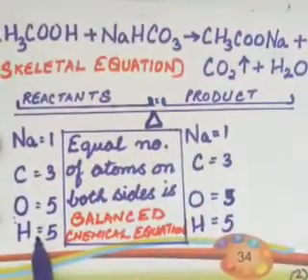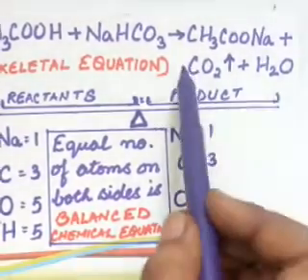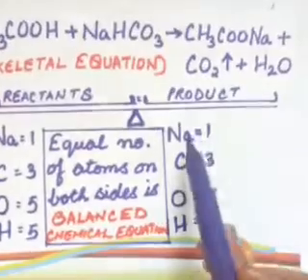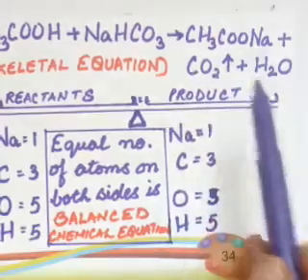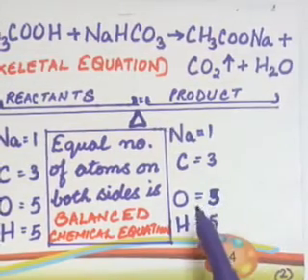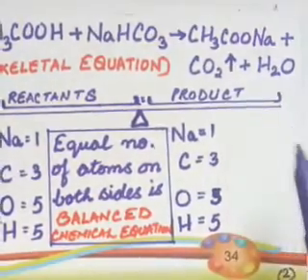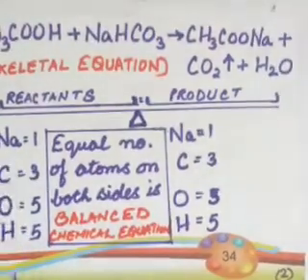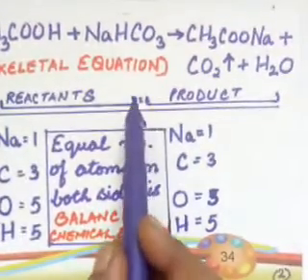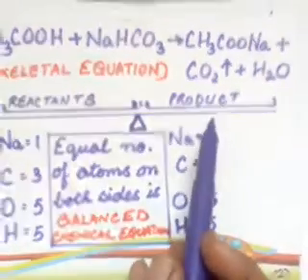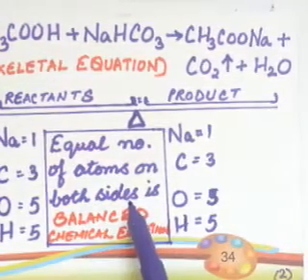So five hydrogen. Now we'll check the product side. Here sodium 1, again carbon 3, if you count 1, 2 and 3, though the products are different here. Oxygen again 5 here, and hydrogen 5 here. So in this equation, the atoms on the left hand side are equal to the atoms on the right hand side. That means this equation is balanced. Reactant is equal to product, so equal number of atoms on both sides, right?